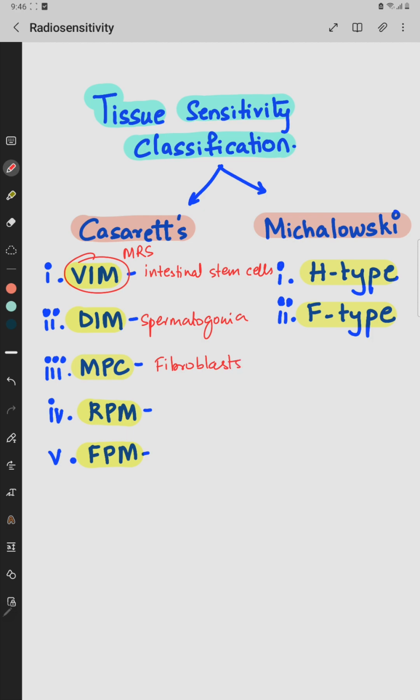Now, RPM is reverting postmitotic cells. These cells do not divide under normal conditions, but they only divide if it is necessary. So, for example, liver parenchymal cells, pulmonary cells, renal cells.